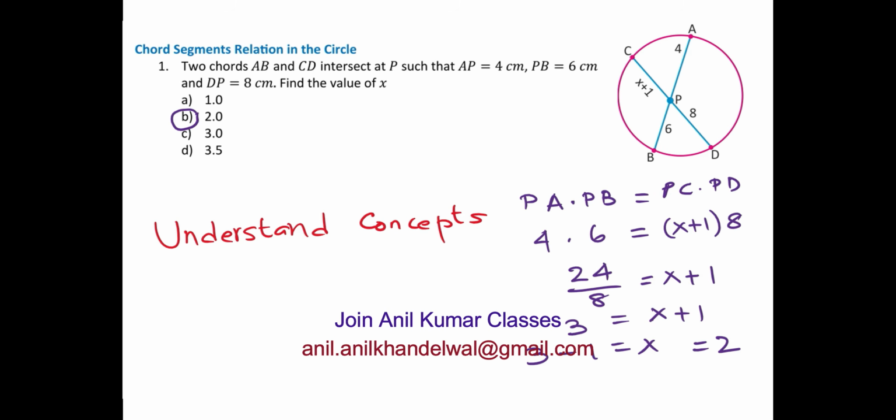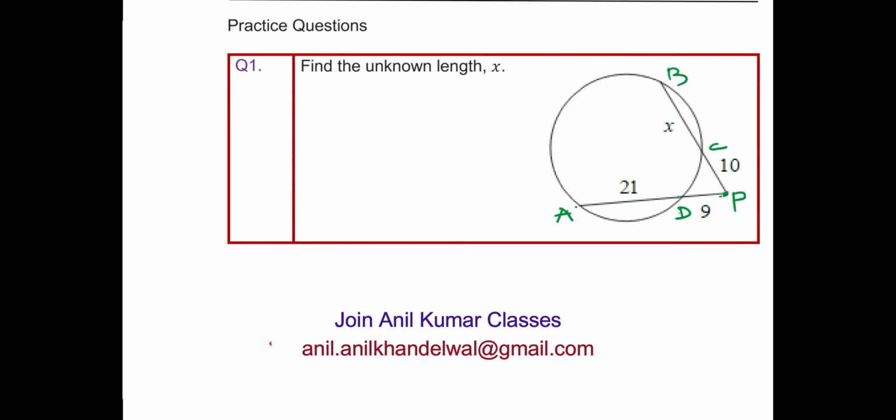So very easily we could solve this particular question. Now the practice questions involve the other scenarios. That is the beauty. So here we have an external point where the extended chords intersect, right? So in that case, how will you find the value of X? Let's try to figure this out. Now, the total length you have to consider from A to P is 21 plus 9, which is equal to 30 in this case. And here it is X plus 10, correct?